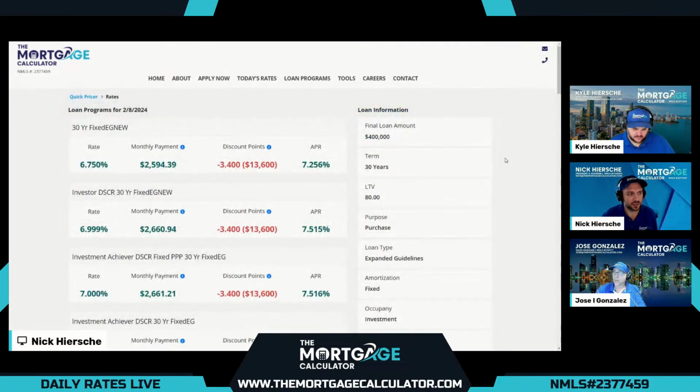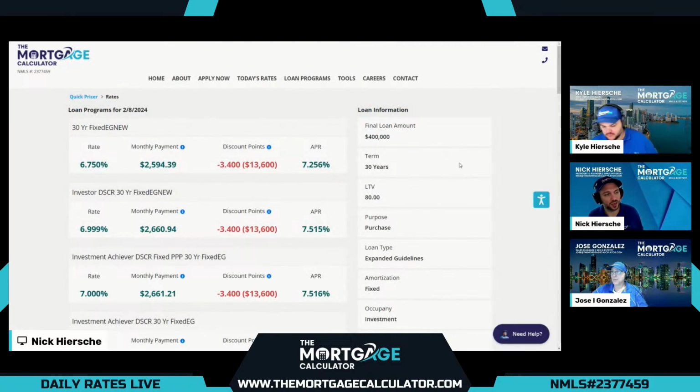So let's check out the DSCR. Wow, smoking. So a little bit of a drop here. Now we have 2 options coming in the 6s, which is absolutely amazing. 6.75 rate, our lowest rate option, sorry, for 3.4 discount points and costs. Puts the final APR at 7.256, actually beating conventional and beating the portfolio full doc option here with the DSCR.